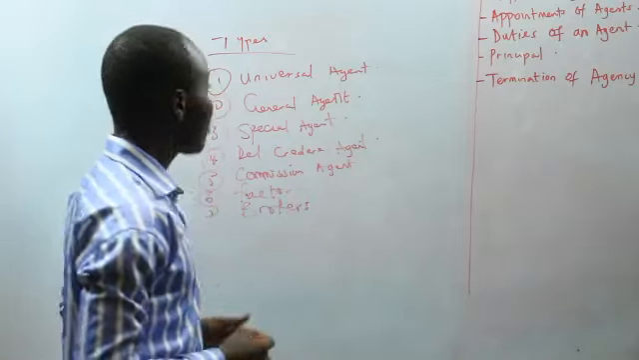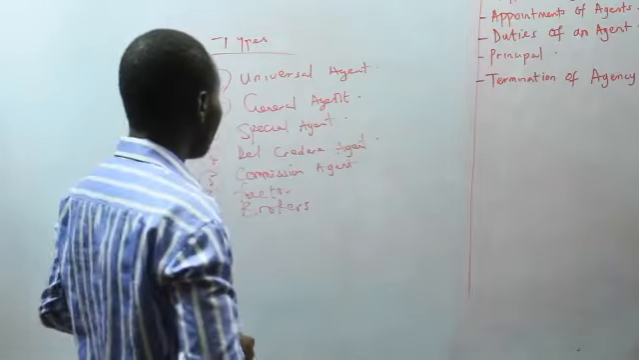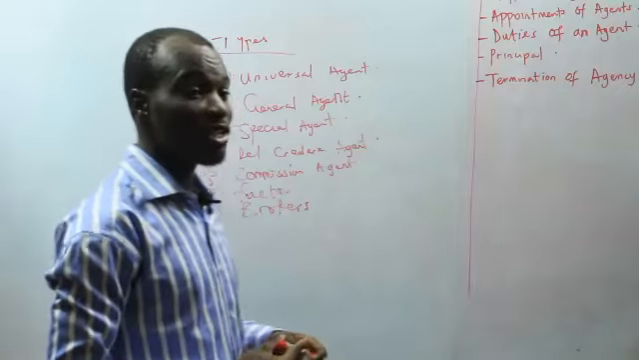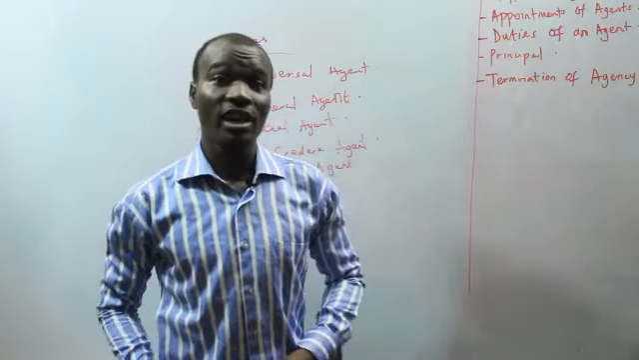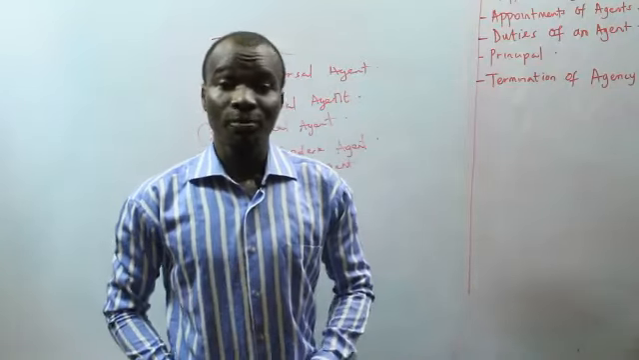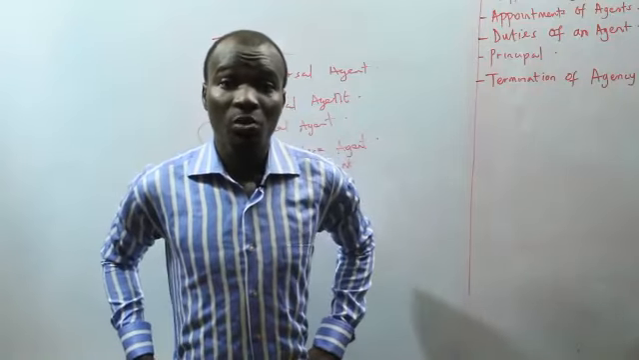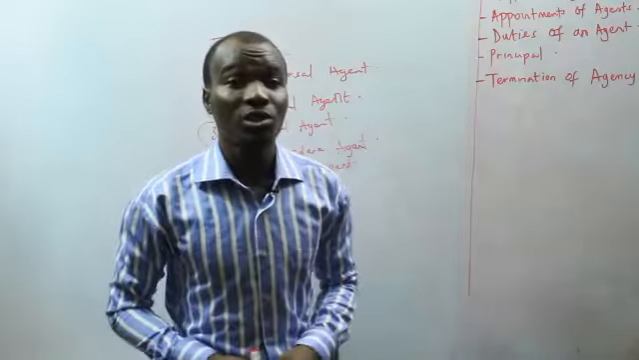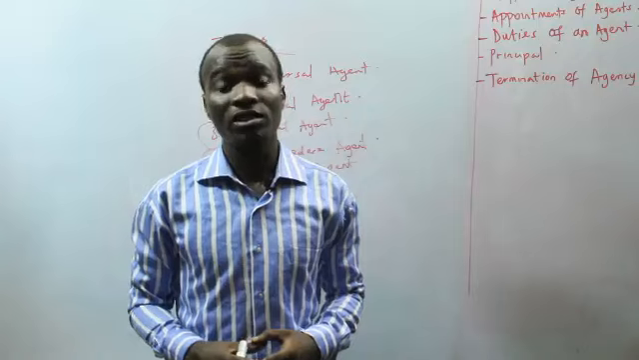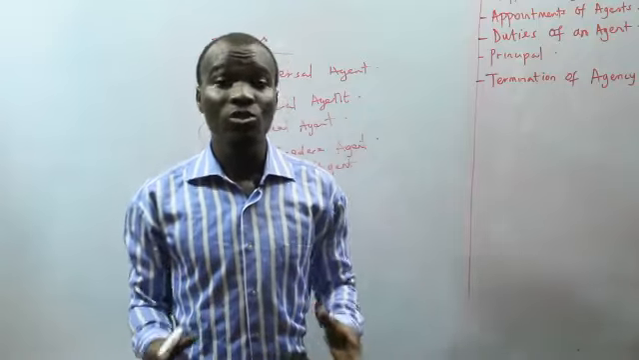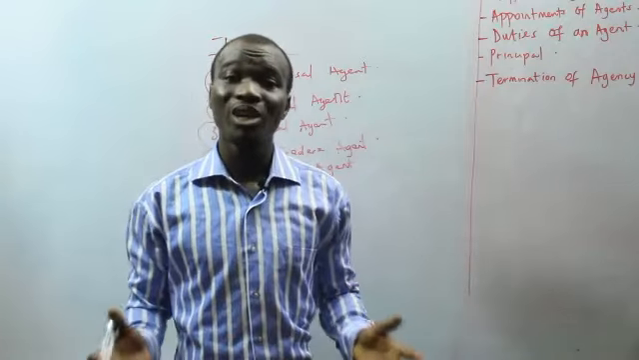The first one we have is the universal agent, and the name denotes universal. This is an agent who has unrestricted authority in the performance of his duty to the principal. In the context of agency, the universal agent has unrestricted authority, so he is able to perform the duties that the principal himself may not be able to perform.